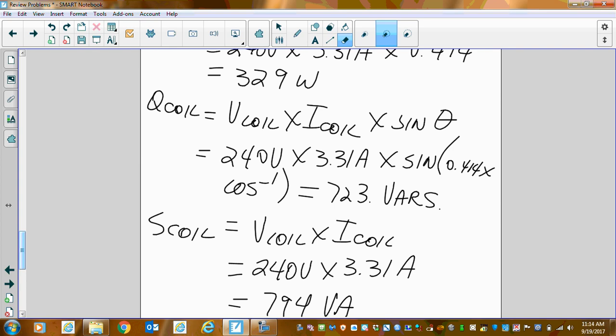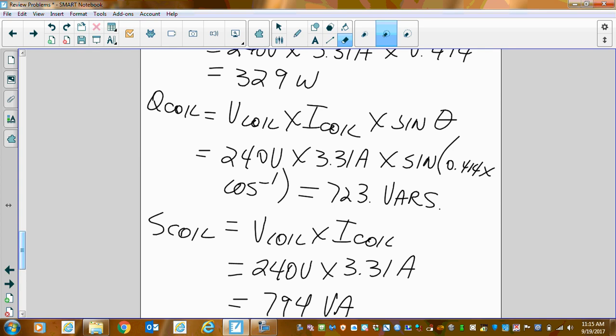Is it working out okay, Carson? No, I'm getting like 552,000. Okay, so here's what you can do. Let me just make sure I'm not feeding you a line of bull here. If we go 240 times 3.31 times brackets, second function cos 0.414 end bracket equals, yeah, you're right, 552.